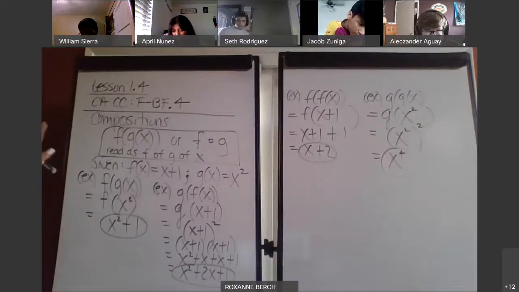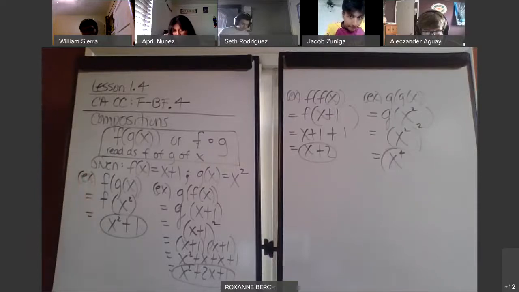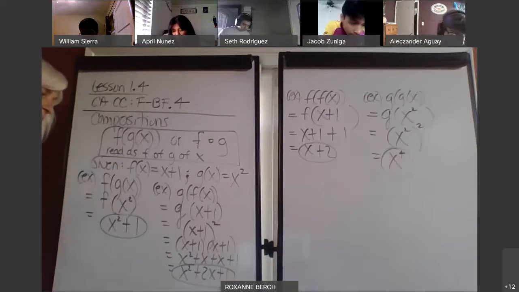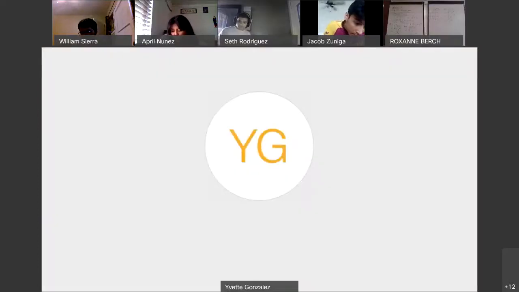Okay, now we need to know how to do this to verify inverses. And so do you guys have any questions about how to find a composition? Can you break it down? Because I don't understand this.